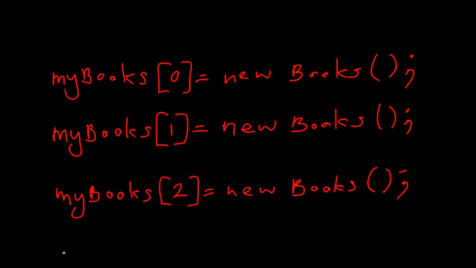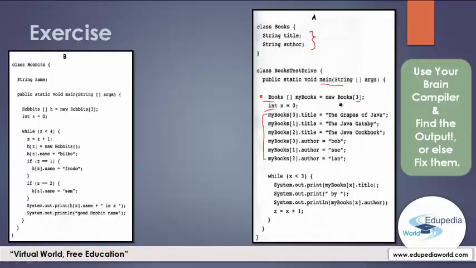Now these 3 statements should be included in the code segment before the instance variables get a value. Now after having those 3 statements, the book in the 0th index position has the title The Grapes of Java and the author is Bob, and the book in index position number 1 has the title The Java Gatsby and the author is Sue, and the book in index position number 2 has the title The Java Cookbook and the author is Ian.